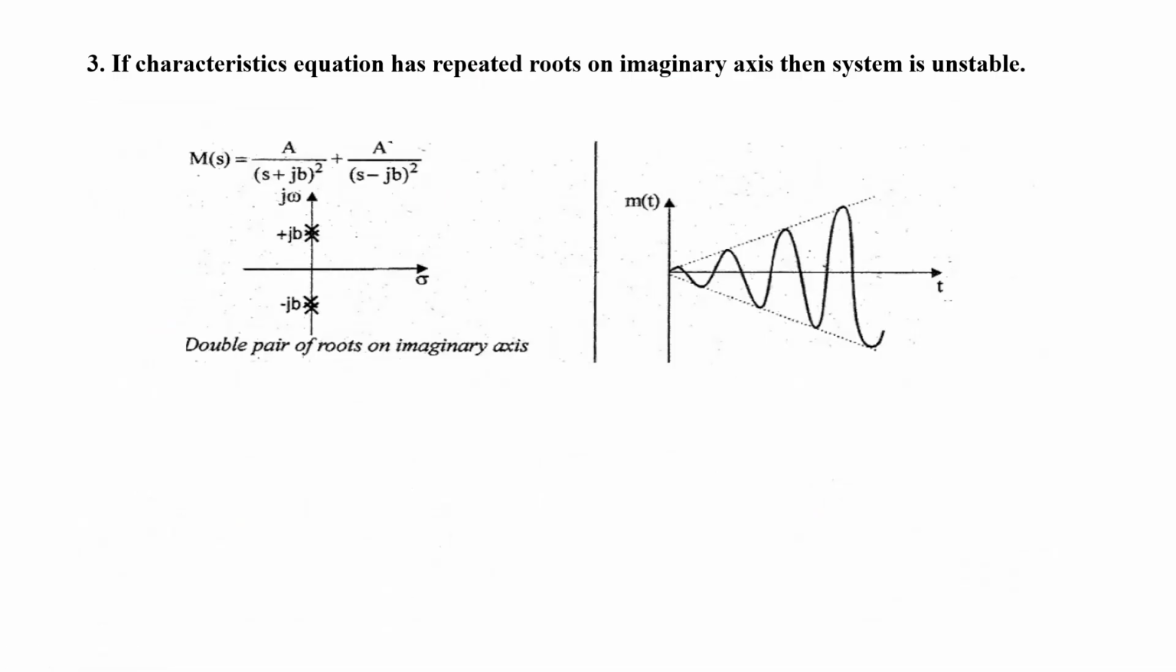And next, another condition we have: if the characteristic equation has repeated roots on the imaginary axis. Okay, roots are repeated on the imaginary axis. Like here, if you see, it is the second order, here also second order, so that's why it has two roots. One will be plus, another is a minus. So here repeated roots are there, here also repeated roots. So that's a double pair of roots on the imaginary axis. And the time response of this for the impulse function, you are seeing that it is going to increase here, so that's why it is unstable.